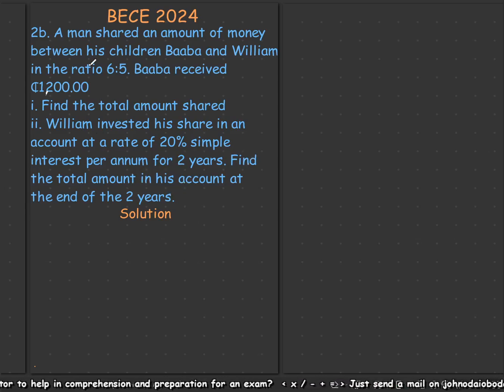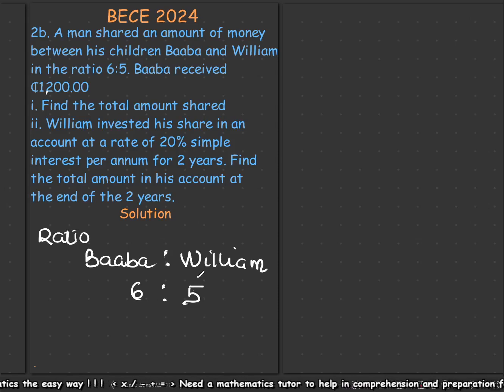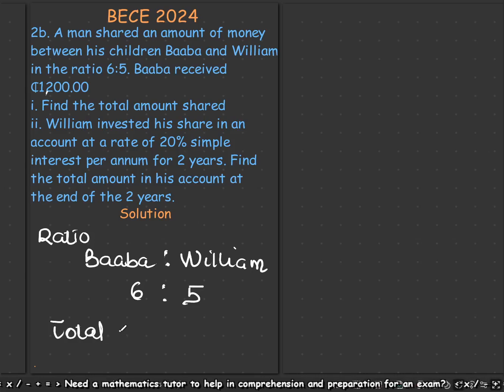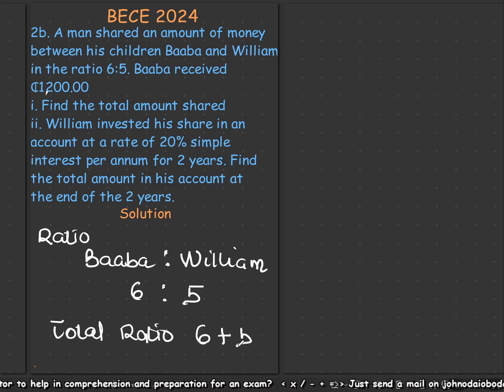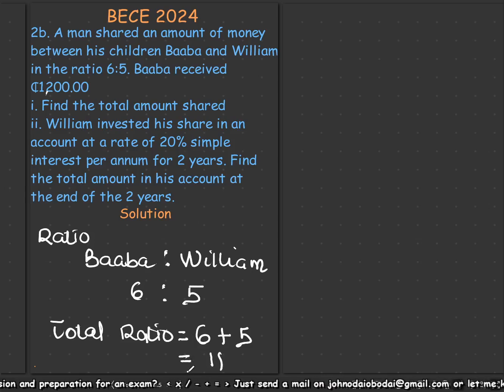Okay. So looking at what we have here, we know the ratio of Baaba's share and William's share is 6:5. So let's write that down. If it is 6:5, then we can say that the total ratio, you know how we get the total ratio, is going to be 6 plus 5. And 6 plus 5 will then give us what? 11. With this, we can solve the first part of the question.